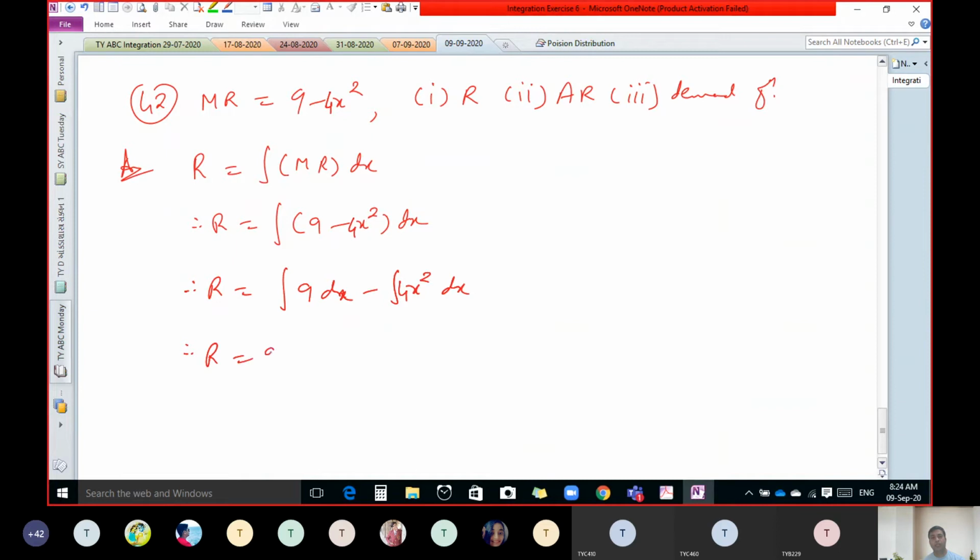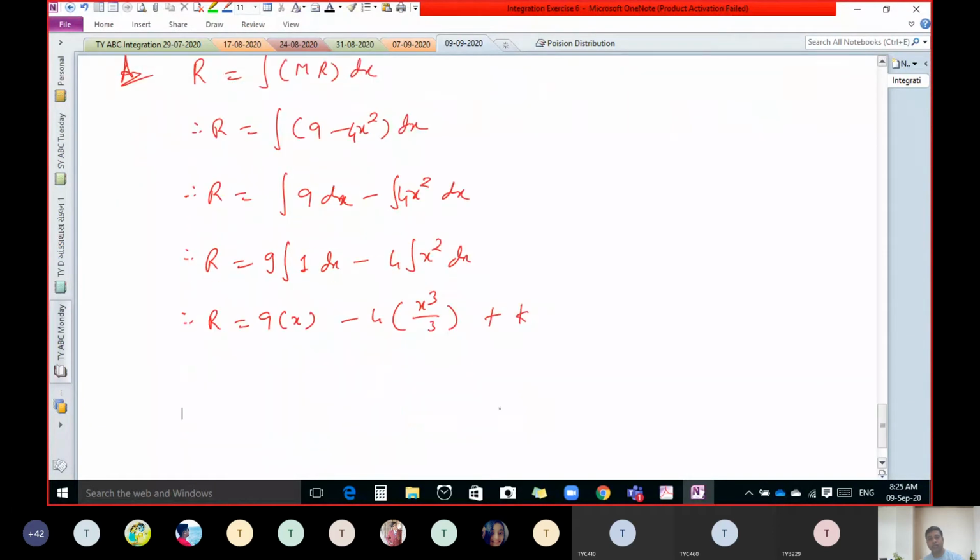Now take 9 outside. Take 4 outside. So the answer is 9 into x minus 4 into, because it's x square, we get x cubed by 3 here, plus constant. So r equal to 9x minus 4x cube upon 3 plus constant. This is revenue, but we don't know the value of k right now.